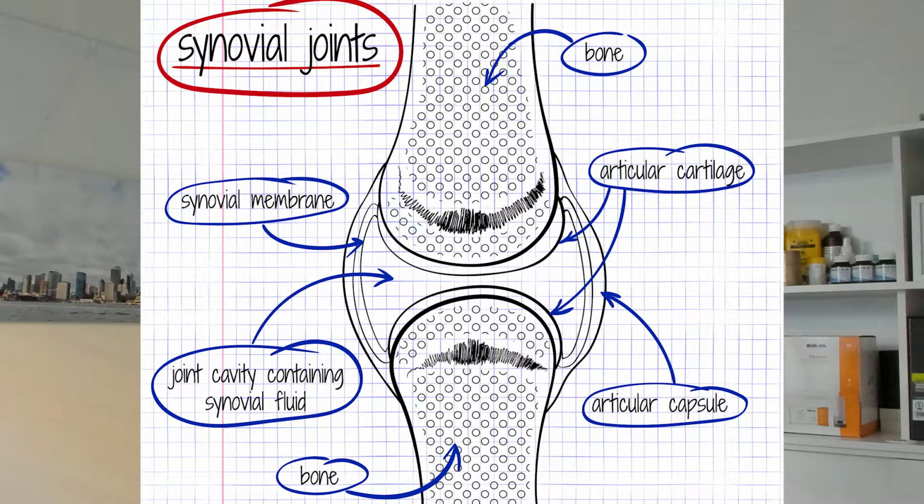Cartilage covers the ends of bone, and there's a small amount of thick fluid between the ends of the joint called synovial fluid. And this lubricates the joint and allows frictionless motion between the two ends of cartilage.